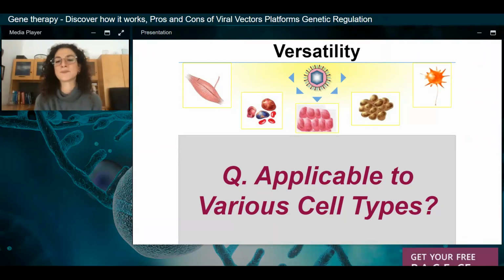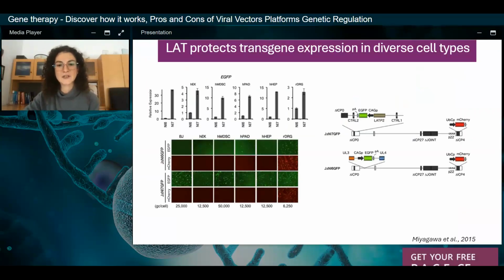So now that we accumulate this knowledge, what other cell can we apply this vector to? So we tested a series of cells. So from left to right, we tested foreskin fibroblasts, keratinocytes, muscle stem cells, pre-adipocytes, hepatocytes, and dorsal root ganglion. Again, we transduced them with these two vectors, and we were able to observe transgene expression from all of these cells when the transgene is flanked by this viral insulator. And interestingly, we noticed that dorsal root ganglion showed also expression of the second reporter gene located in the ICP4.